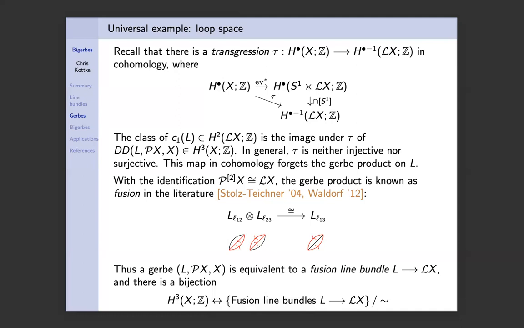This tells us in particular that we have a bijection, because we can represent every degree 3 cohomology class on X by a bundle gerb using the path space, and then view that as a fusion line bundle. This gives us a bijection between degree 3 cohomology on X and fusion line bundles upstairs. So if we remember the fusion, or this gerb product, then there's a bijection. Whereas this transgression map is sort of forgetting some information.